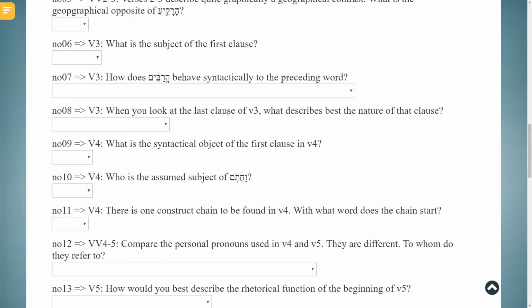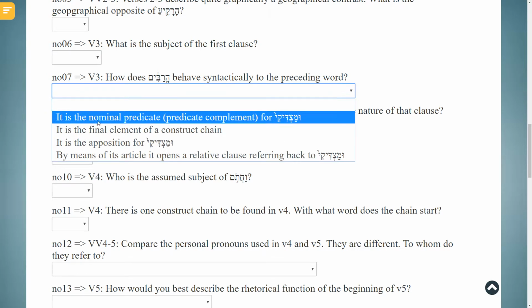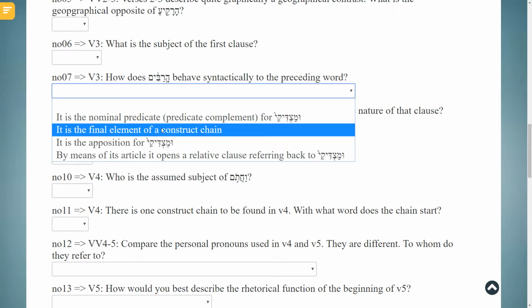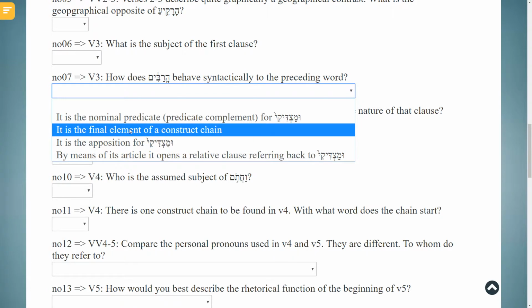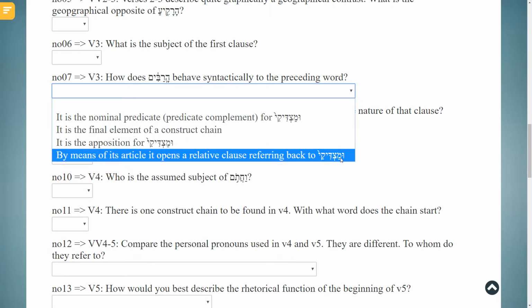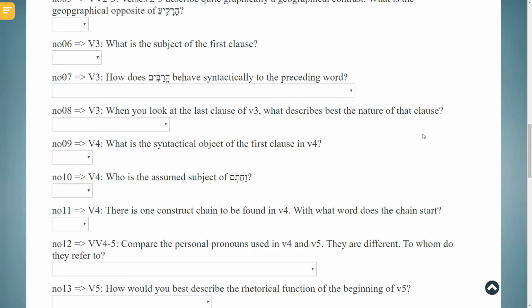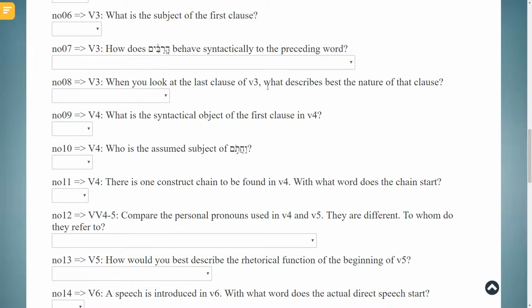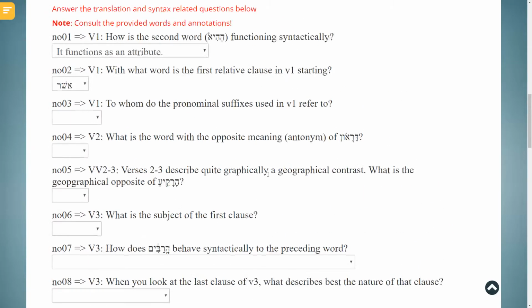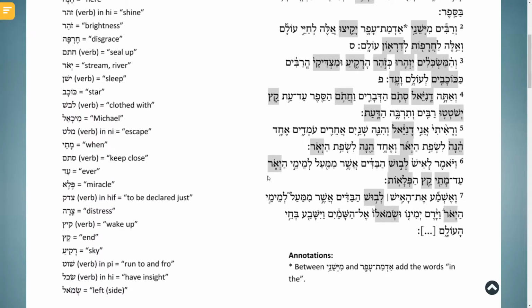How does harabim behave syntactically to the preceding word? Is it a nominal predicate? Is it the final element of a construct chain? Is it an apposition? Or is it referring back to this word by means of the relative article? When you look at the last clause of verse 3, what describes best the nature of that clause? Well, that's a long clause, right?